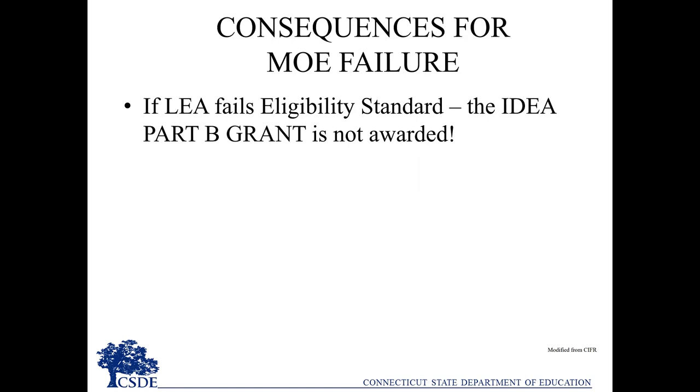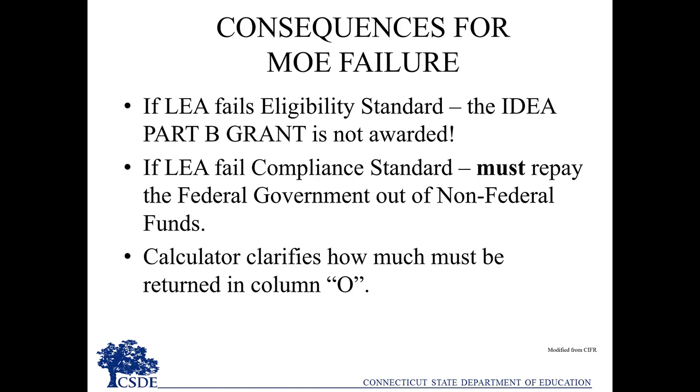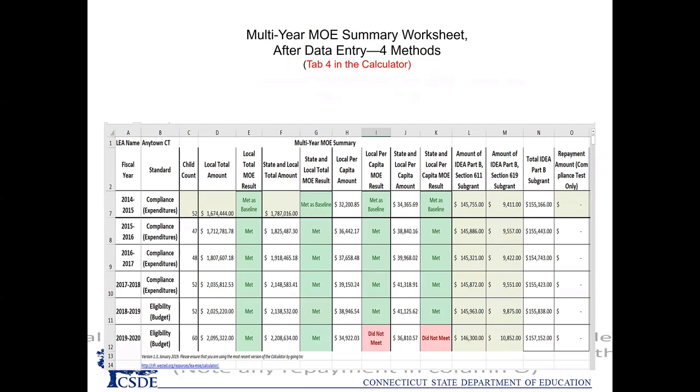That being said, MOE is an important part of things, because of the consequences of MOE failure. Once again, if you fail the eligibility standard, the IDEA Part B grant is not awarded to you. If you fail the compliance standard, you have to repay the federal government out of non-federal dollars because you didn't abide by what you said of expending the same, if not more, on students with disabilities. And the calculator clarifies how much you would owe. In column O on the summary page, it shows very clearly what you have in relationship to that.